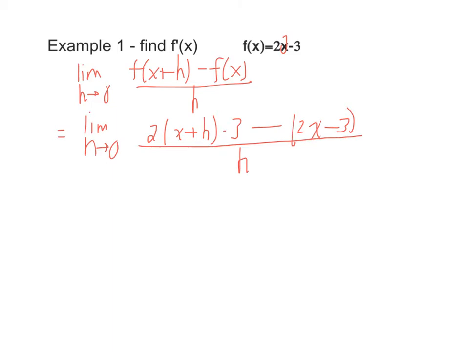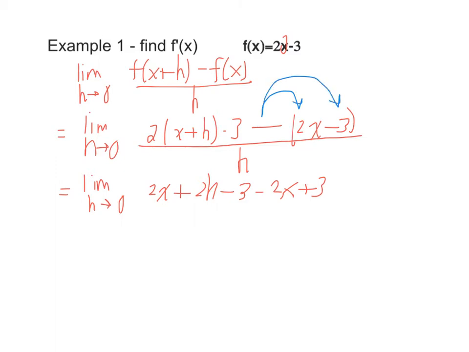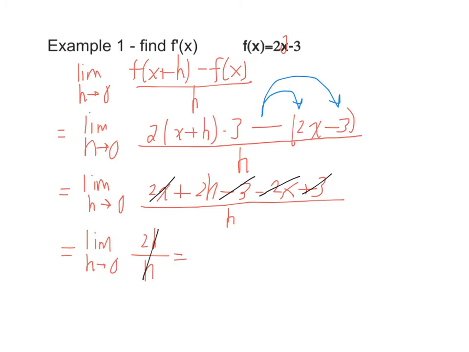There's a lot of algebra that needs to be done next. Direct substitution still doesn't work, so I have to keep going. So 2x plus 2h minus 3 minus 2x plus 3. Note how I went ahead and I distributed the negative sign to both parts there. This is still all over h. There's a lot of cancellation that occurs. The minus 3's go away. The 2x's go away. And now the h is reduced.